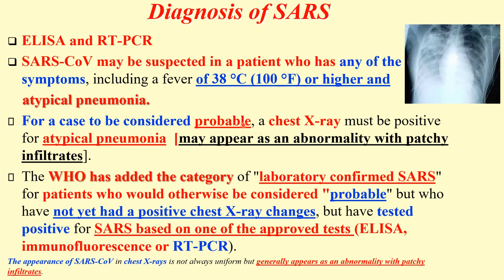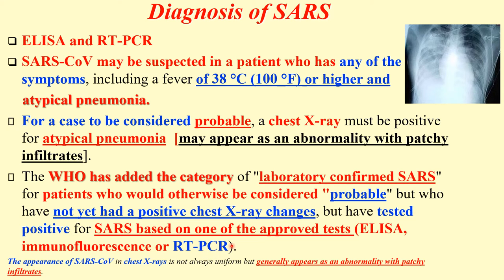Probable means that the chest X-ray of the patient will be showing atypical pneumonia. Atypical pneumonia means that the chest X-ray will be showing abnormality of patchy infiltrate, like what you see here in this slide, patchy infiltrate. So this is an indication of atypical pneumonia. Also, the WHO has added a category we call laboratory confirmed SARS. Laboratory confirmed SARS means that the patient's X-ray does not show the patchy infiltrate. However, the patient is positive for infection with the SARS virus by ELISA and RT-PCR.